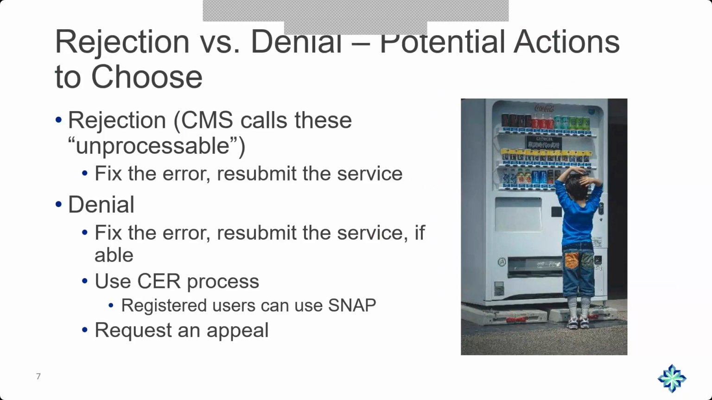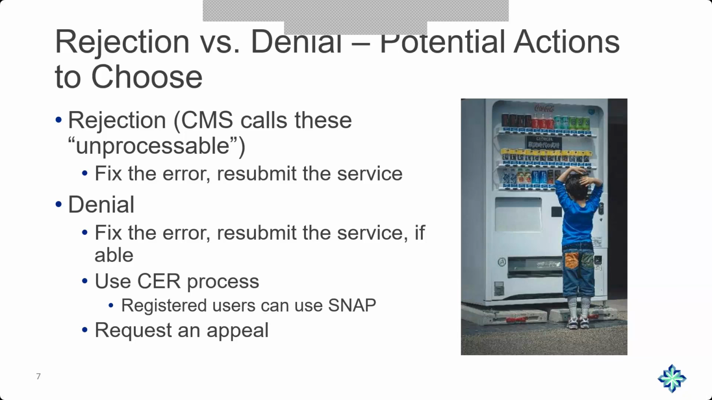Sometimes you can simply fix the error and resubmit it, similar to what you do to fix a rejected claim. You can also consider using the CER process, the clerical error reopening process. Registered users of our SecureNet Access Portal, or SNAP, can do it yourself, using self-service to render those clerical error reopenings, as opposed to calling one of our customer service folks and having them render the clerical error reopening. I should say designated staff, not necessarily customer service, that will perform those clerical error reopenings for you.